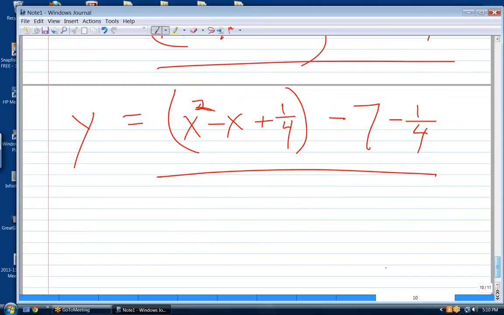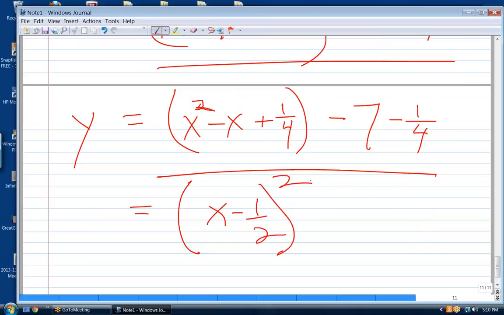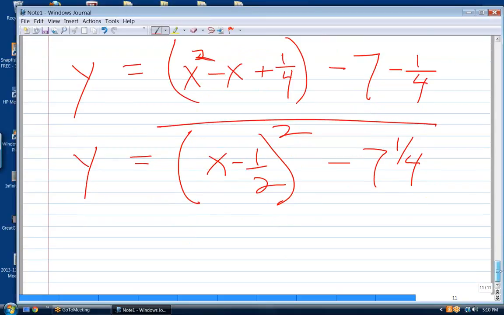Well, now I can represent this as x minus 1/2 squared, always, minus 7 1/4. Notice now we have it in vertex format. What's the vertex?